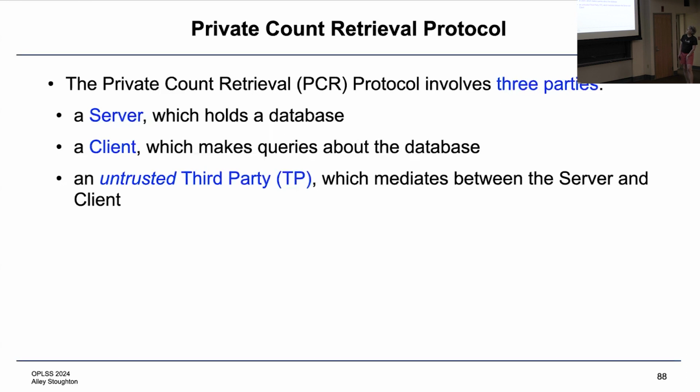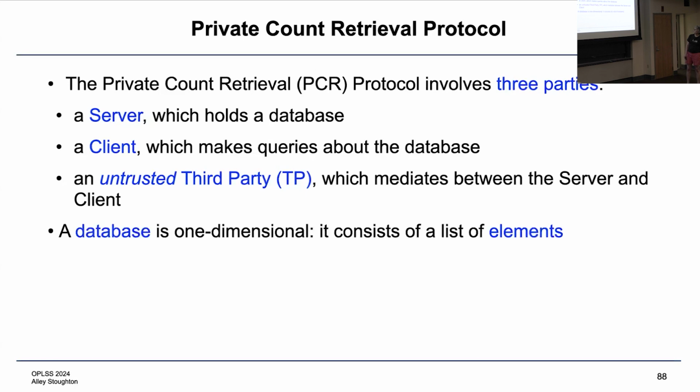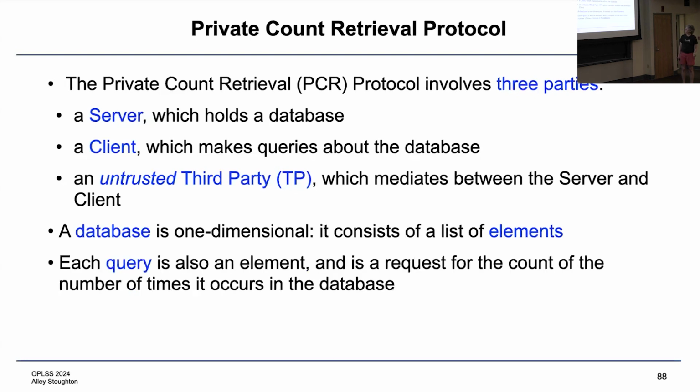So there's a 3-party protocol. There's a server that holds a database, a client that makes queries about the database, and an untrusted third party that mediates between the server and the client. Untrusted is key, crucial here. We're not trusting any of these three parties. A database is ridiculously simple. It's just a list of elements. And a query is a request to know how many times some particular element appears in this list. So it's a very, very simple thing.